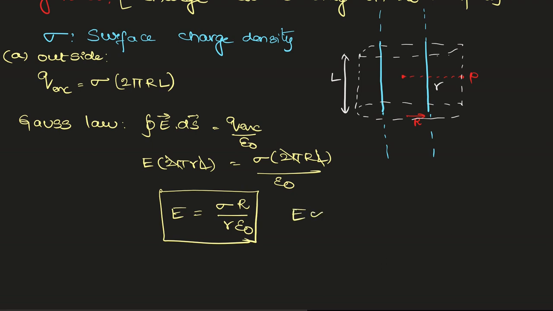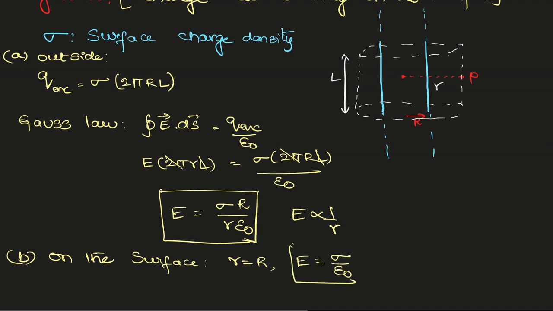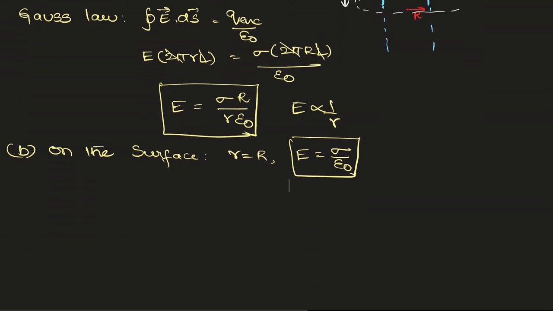So you can expect some proportionality based questions. E is inversely proportional to r. If they ask on the surface, r will be equal to R. So electric field will be equal to sigma by epsilon naught. So it is a constant near the surface of the conducting charged cylinder.